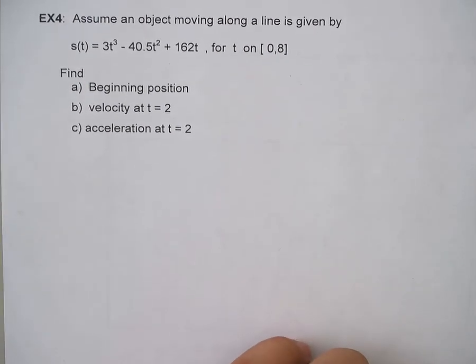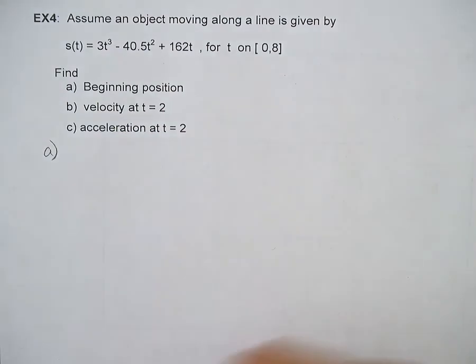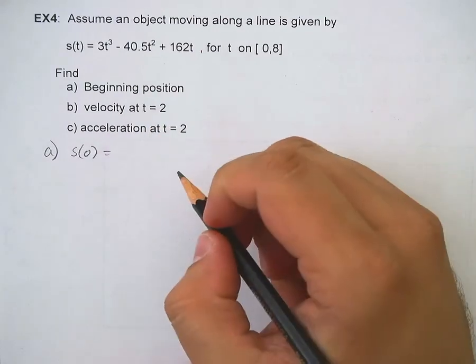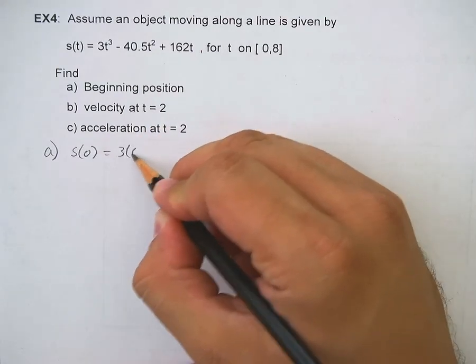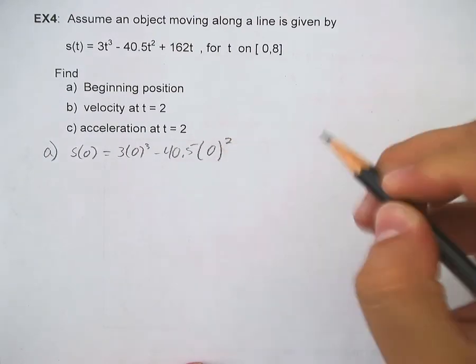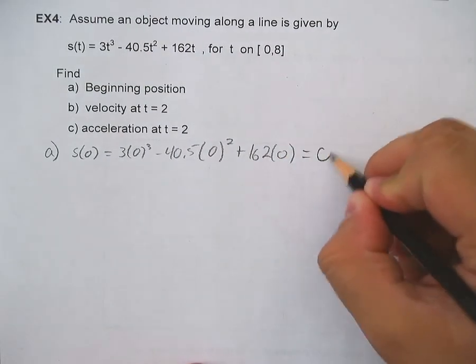Example 4: assume that a moving object along a line is given by this function, and somewhere between time 0 to 8. Letter A says, find the beginning position. Well, that happens when time is 0, when you start. So I want to find S of 0. Plug a 0 in there. So you've got 3 times 0 cubed minus 40.5 times 0 squared plus 162 times 0. That was easy. It's all 0.